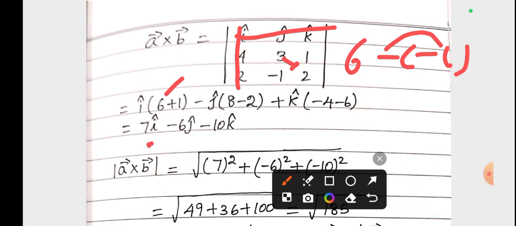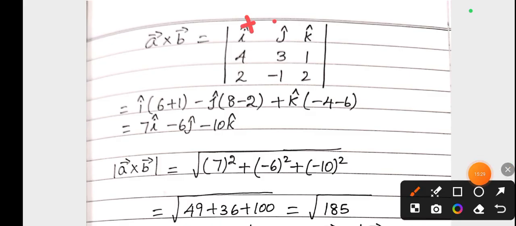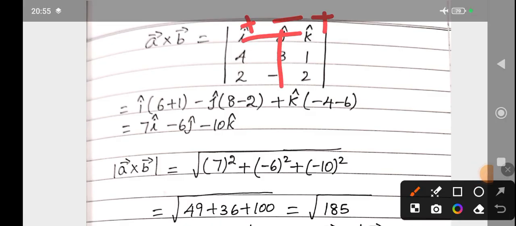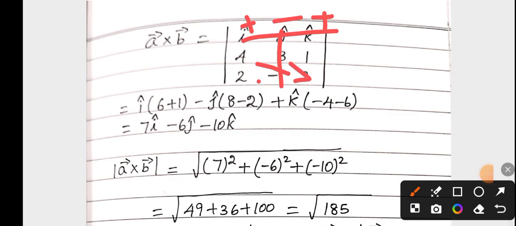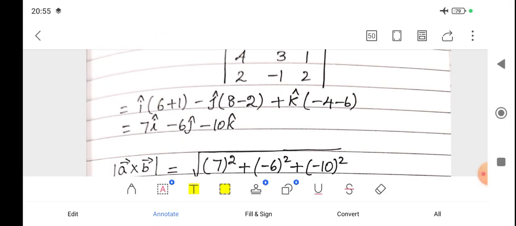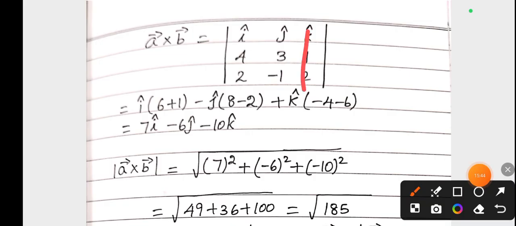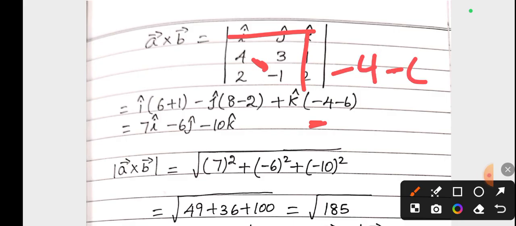Then you can go for the next one, minus j. When you are doing, you will get 4 twos are 8, 8 minus 2, so you will get minus 6j. Then when you are talking about plus k, you did it, 4 into minus 1 is minus 4, by the formula minus, then 6 minus 10.